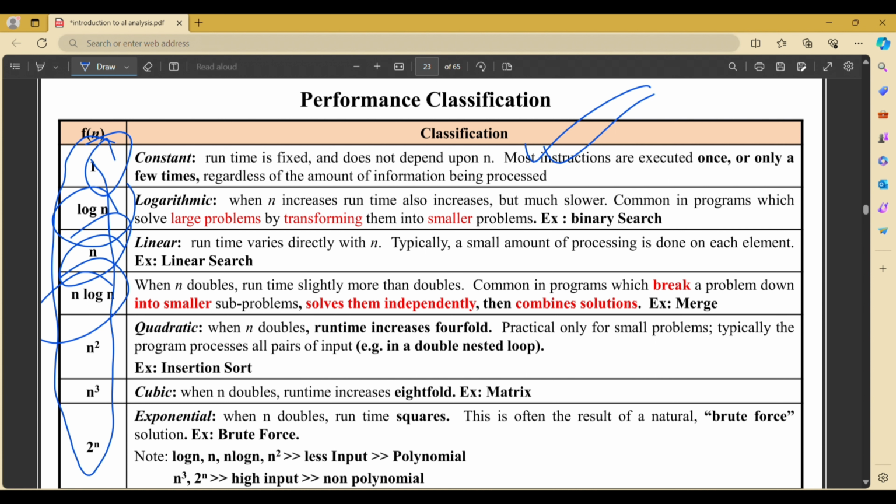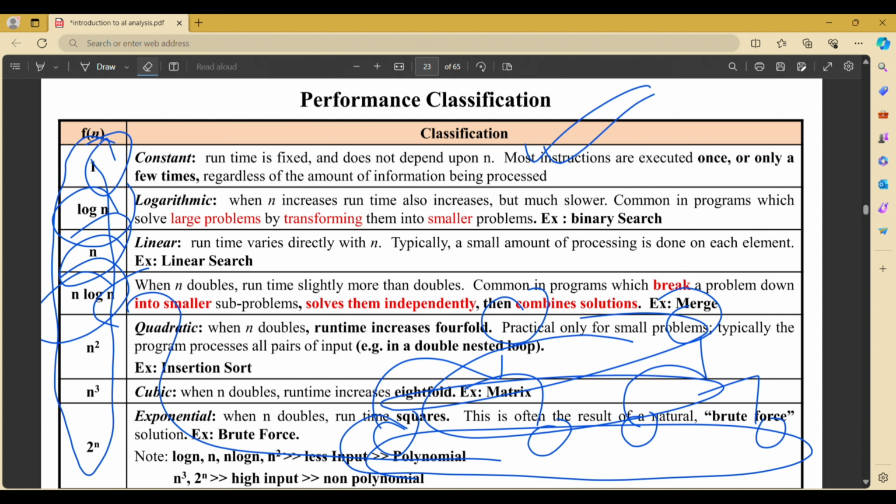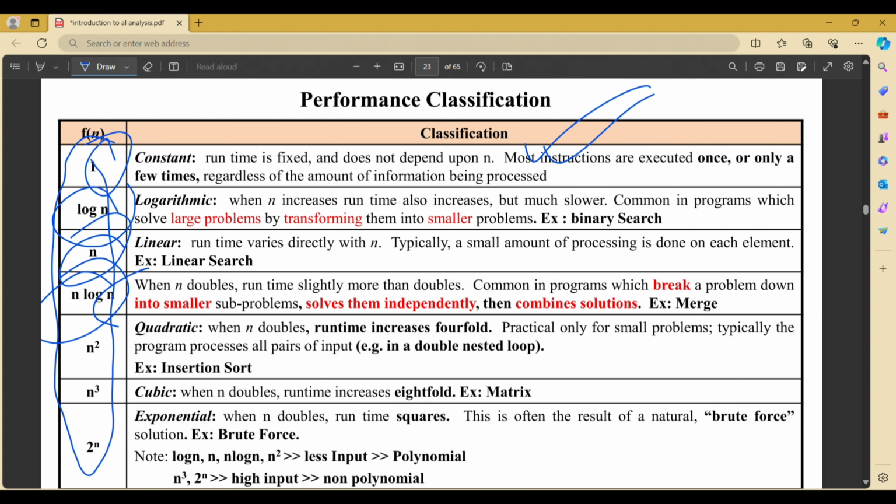N log n: when n doubles, the runtime is slightly more than double. It is common in programs which break a problem down into smaller sub problems, solve them independently and then combine, merge. Suppose a problem is given like this: divide this problem, divide again, and finally merge all of these and you will get an answer that is nothing but n log n.